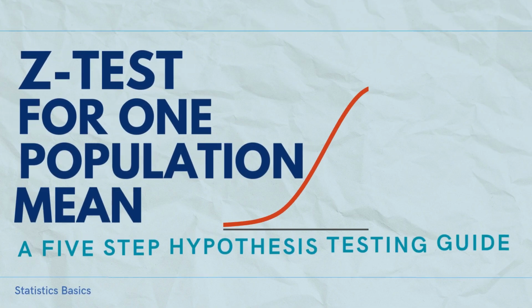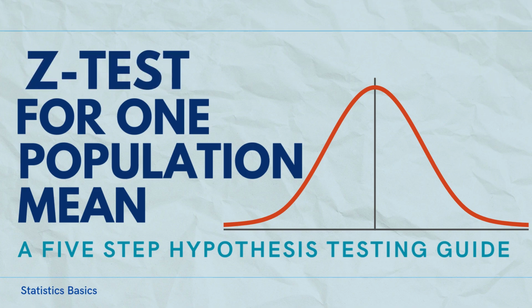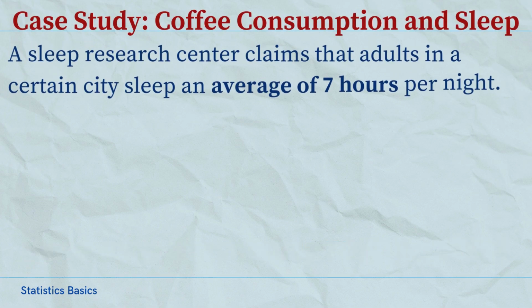In this video, we will use the z-test for one population mean to compare the mean of a sample data to a population or hypothesized mean using a 5-step hypothesis testing procedure. Let's consider the following hypothetical scenario through a case study.